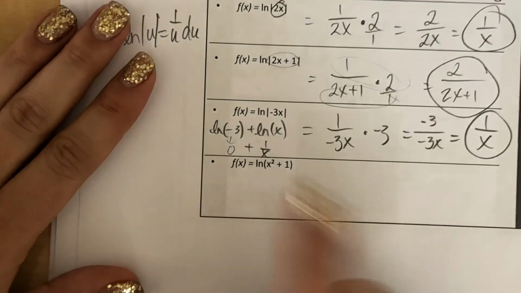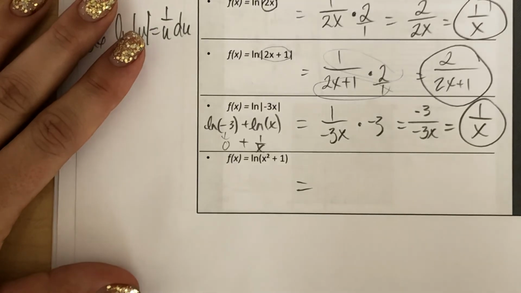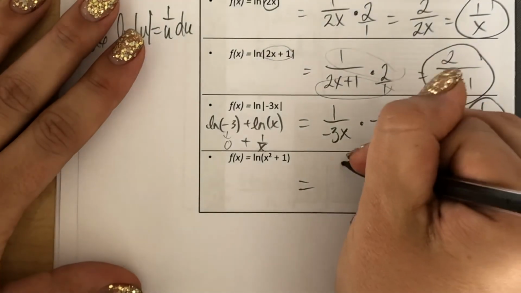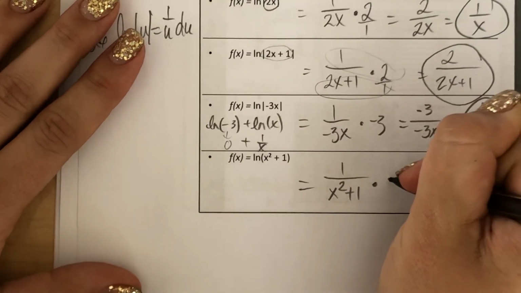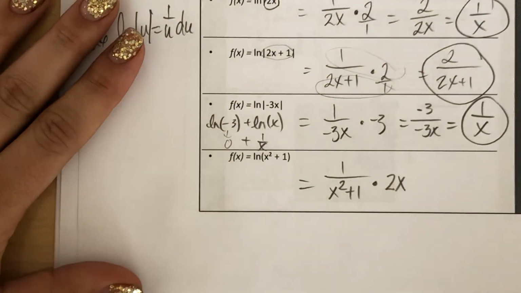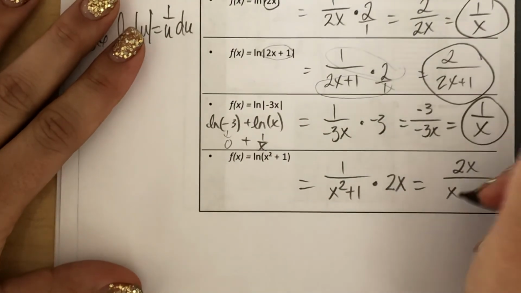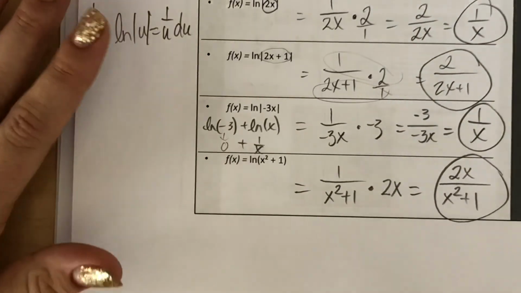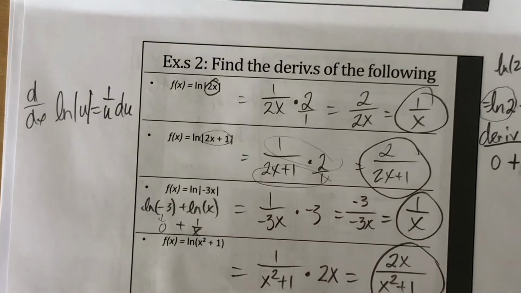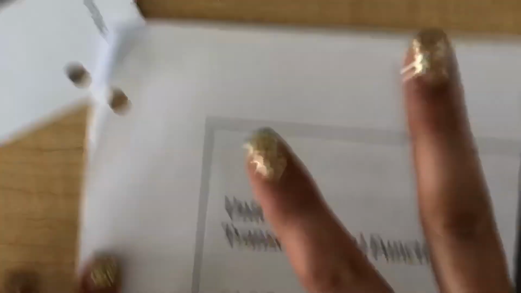All right, try this one. This is our last one, and then I shall let you go. All right, let's do it together. So 1 over u du. The derivative inside is 2x. So I'm going to simplify that by multiplying the numerators times each other and the denominators times each other. So that is it. Those are some intro examples of the derivative of natural logarithm. Thanks. Bye.